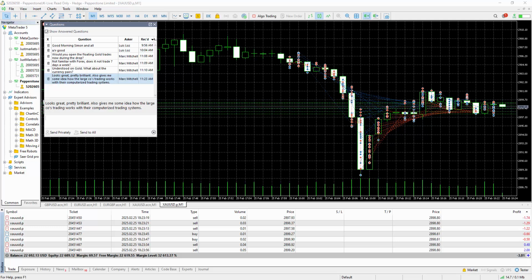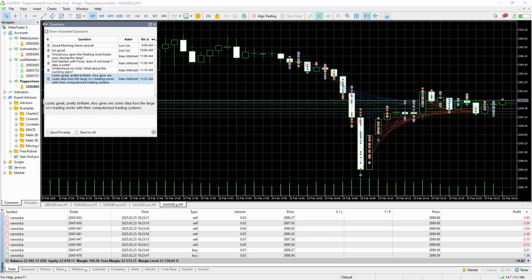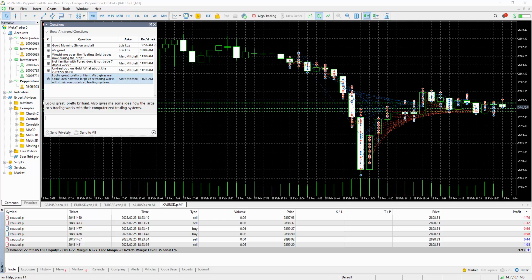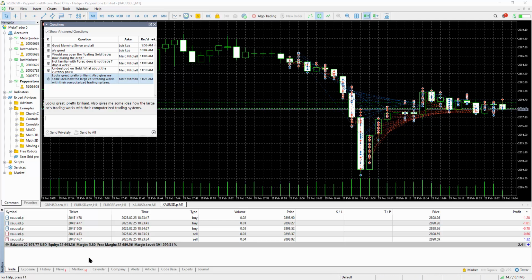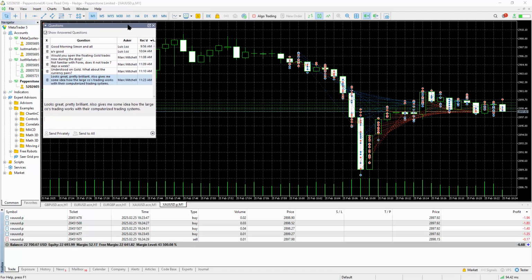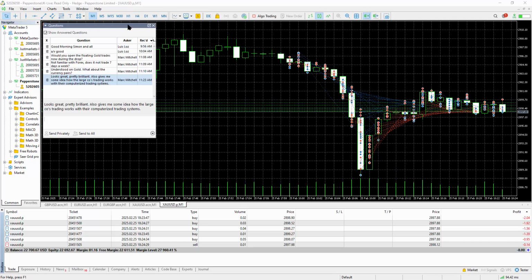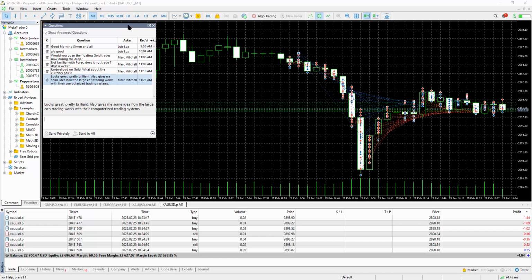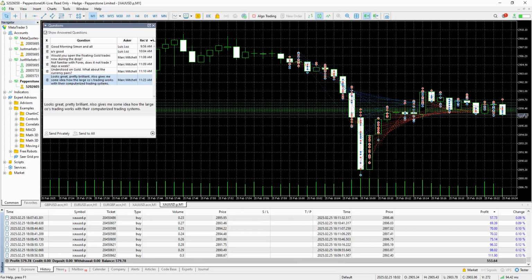Also gives me some idea how the large ghost trading works, their computerized large company trading systems. Yes, it does. This is very similar to how you're talking about high frequency trading for institutional trading, and this has been this way for 20 years. We've had high frequency, especially. So it is good. It is brilliant.